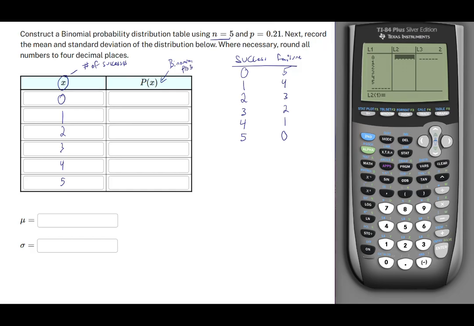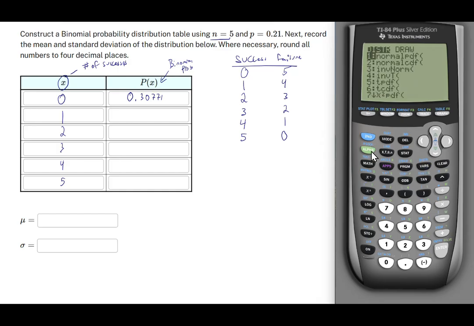So in the TI calculator, we could use the distribution, press second vars, distribution. We can go either up or down to A, which is binom PDF. We have 5 trials. Our p-value is 0.21, and our x value is 0. Press paste, hit enter, and we'll get that the probability is 0.30771.